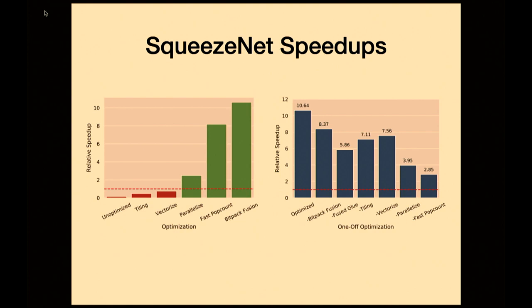If we don't optimize our network, this is the unoptimized on the far left, we're actually like 6 times slower than a floating point network. But by applying all the TVM scheduling intrinsics, we get up to like 12x speedups. And there's a little ablation study over here that shows how each optimization has a pretty big factor.